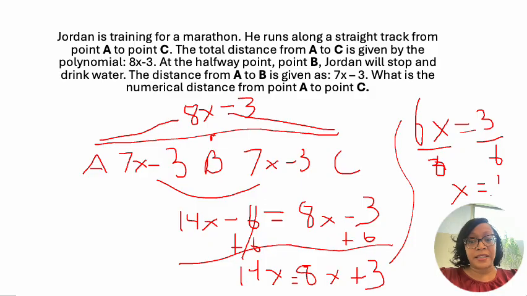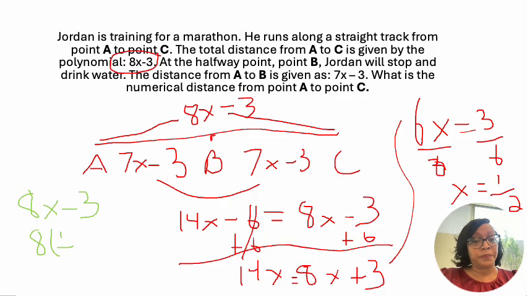So now that I know what x is, I'm going to put that back into the expression that represents the total distance, 8x minus 3. I'm going to do this in a different color just so you can be clear about what's happening. So I'm going to take 8x minus 3 and plug in 1/2 because now I know that x is equal to 1/2. So I have 8 times 1/2 minus 3. That gives me the numerical distance.